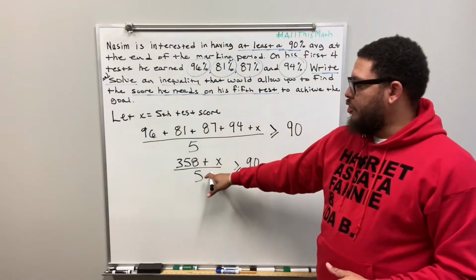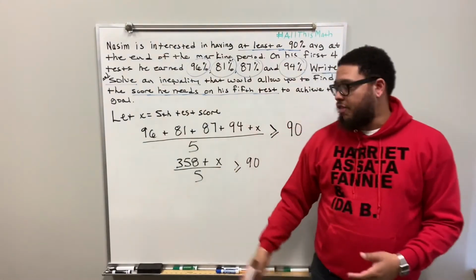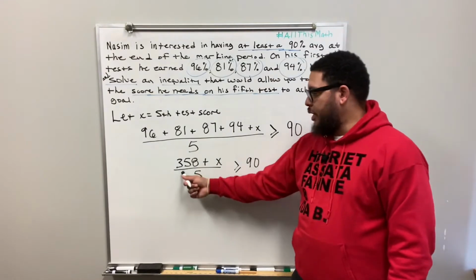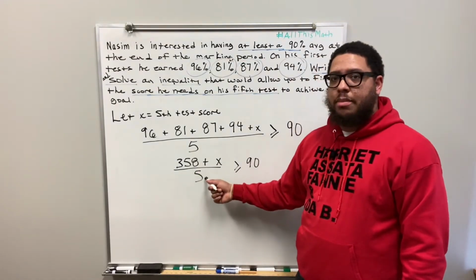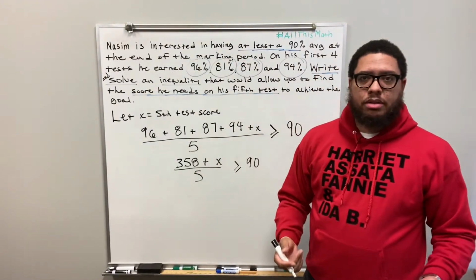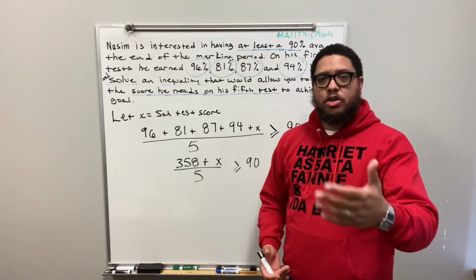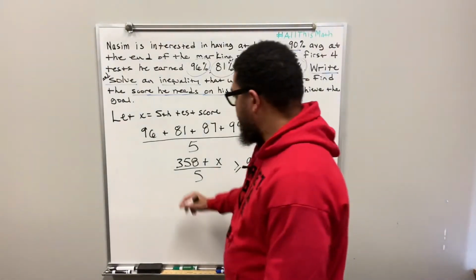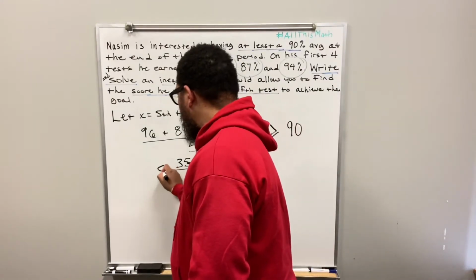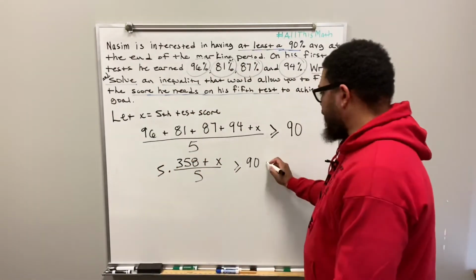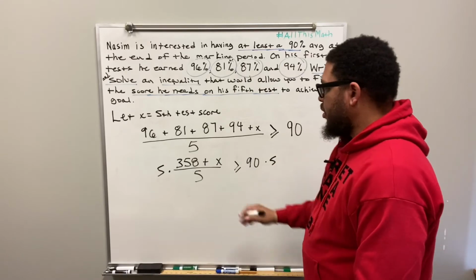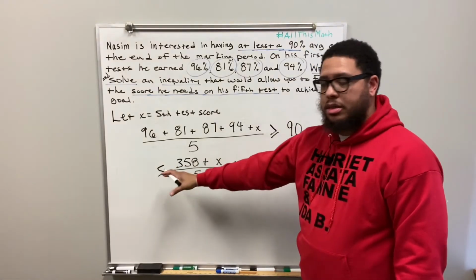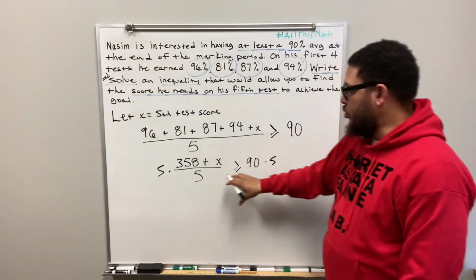So in order to get rid of the 5, I need to do the opposite operation that the 5 is involved in. If the 5 is being divided, because it's in the denominator, the opposite of division, of course, is what? Multiplication. So I need to multiply to get rid of this 5. Multiply by 5 on the left, but I also got to multiply by 5 on the right in order to keep the inequality balanced. Whatever I do on the left side, I also do on the right side.